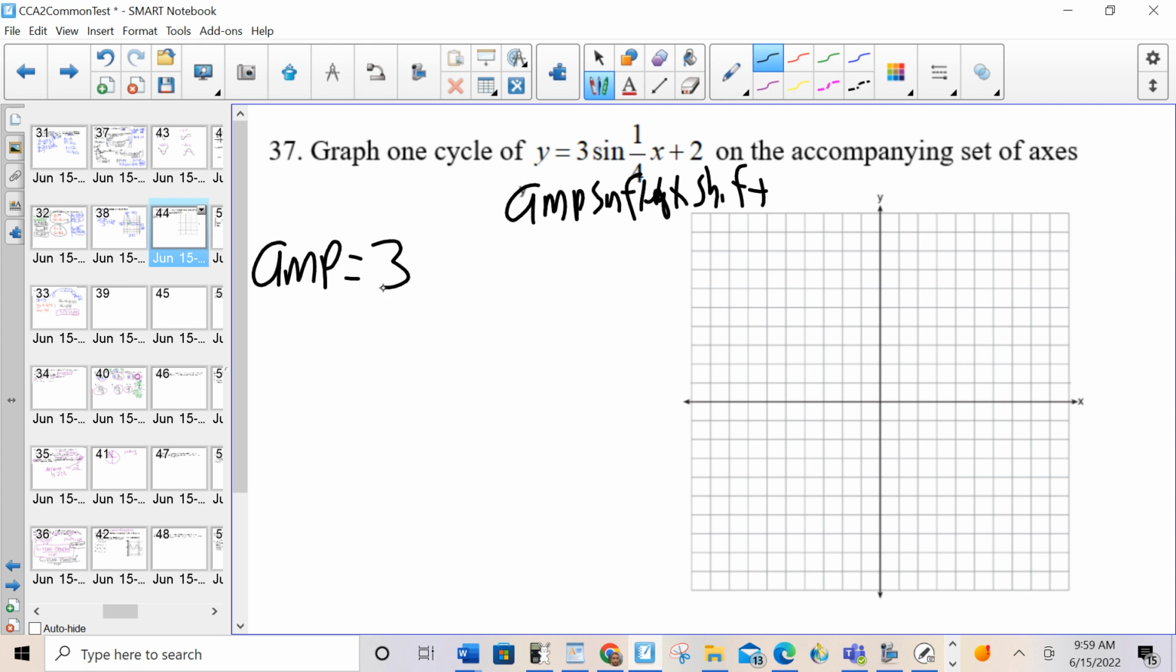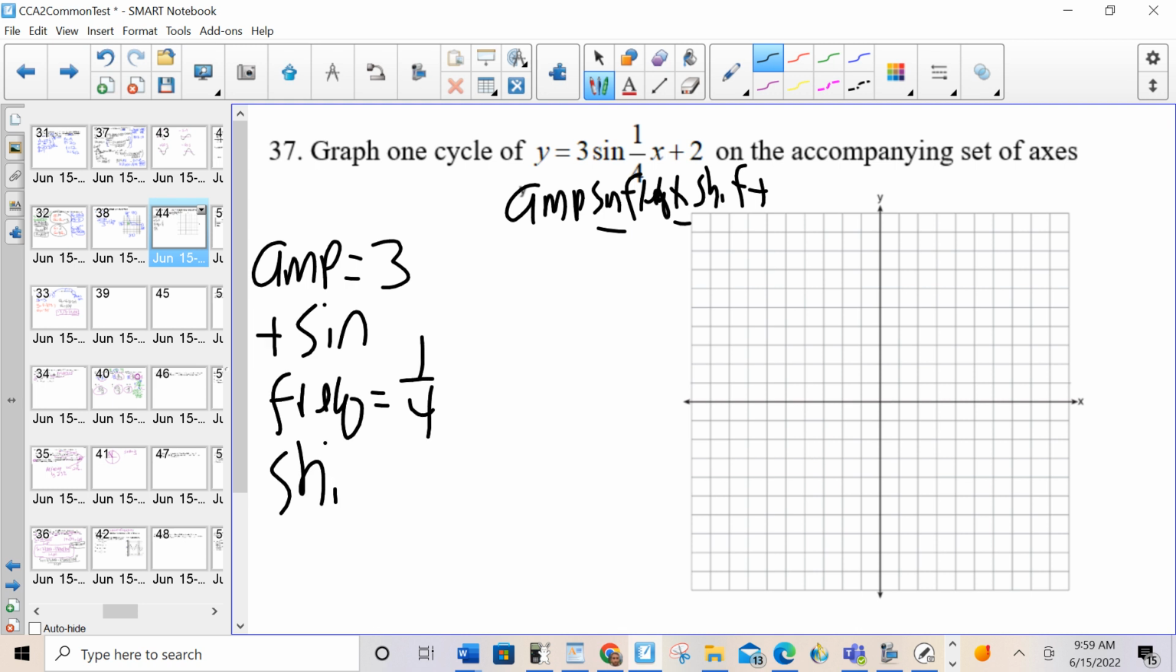Sine or cosine, positive or negative. This one's a positive sine. Freak is what's between the sine and the X. The freak is 1/4. And my shift, also known as the midline, is what comes at the end. That's 2. The other piece of information I need is my period.